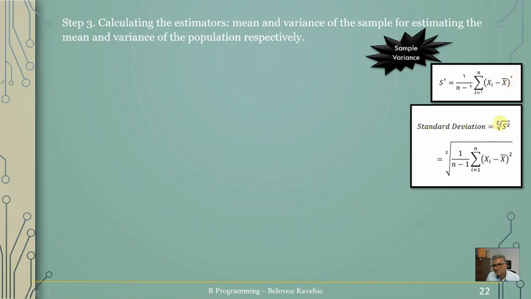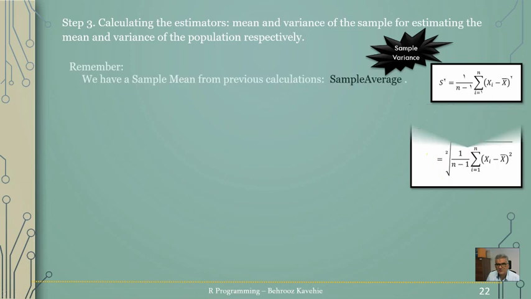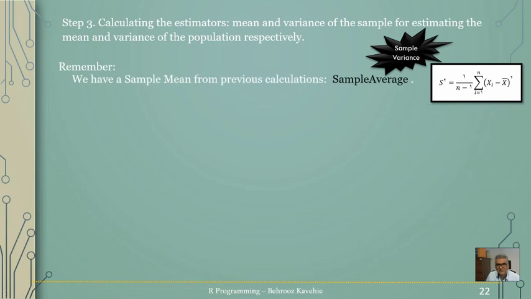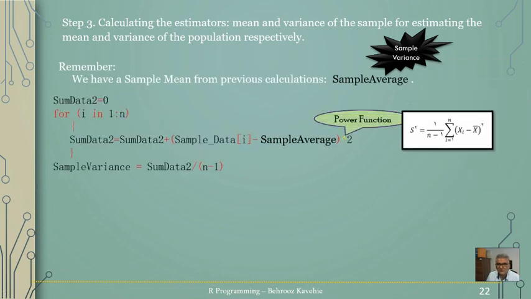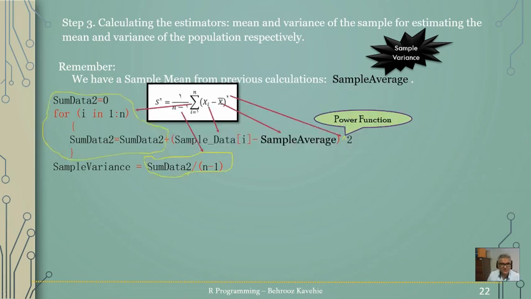The standard deviation is the square root of the variance, which is basically this formula right here. We have the value of sample average, the mean, through our previous calculations. Now here I have defined some data too. It is basically the same as some data. If you look closely here, you should be able to distinguish different parts of the mathematical formula in the code I have written here.